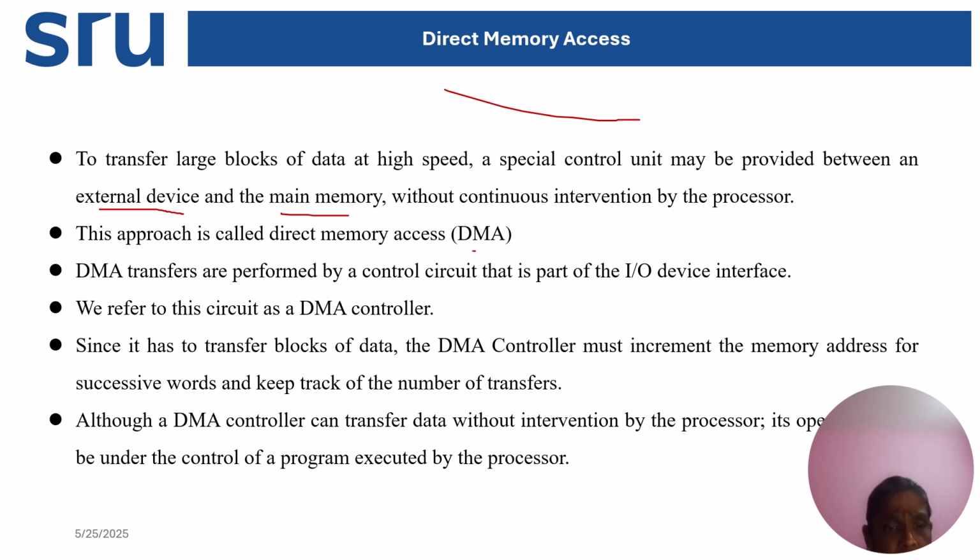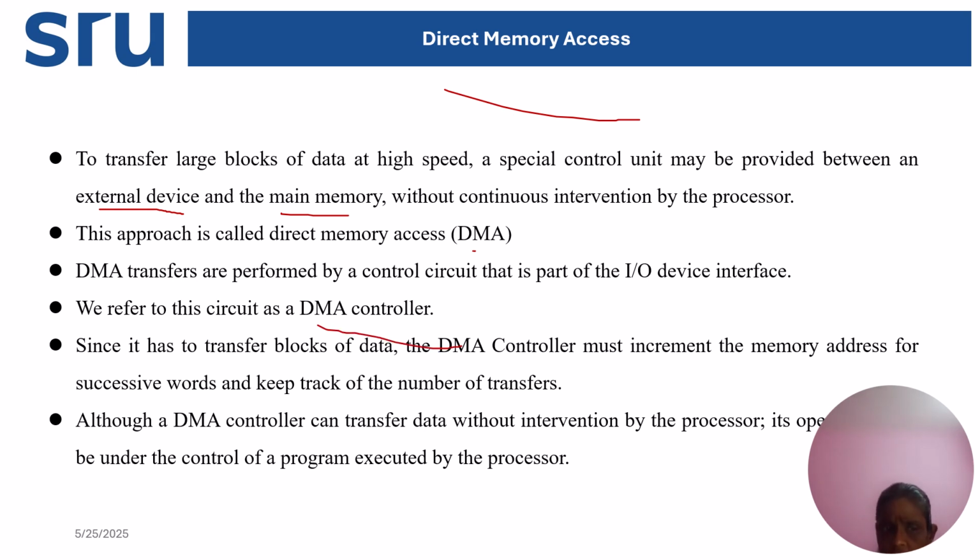DMA transfers are performed by the control unit only. So the DMA controller has the control unit, which is the main cause for transferring the data. The DMA control circuit is part of the I/O device interface. So it is an interface only, and it has the main part, the DMA controller, through which it is able to transfer the block of data. We refer to the circuit as a DMA controller.